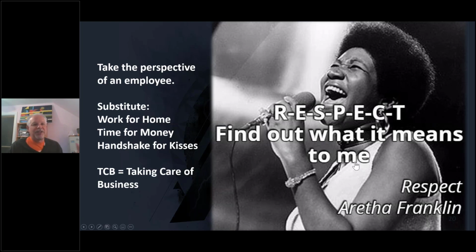This should be the main song that defines our learning design process. Respect for the learner. Play the song yourself. You can get it with the lyrics on YouTube, and then just substitute the words: when she says home, substitute work; when she says time, substitute money; and instead of kisses, because this is a workplace type thing, we'll substitute handshake. If you play that song, you'll see this should be the anthem for learning experience design. Respect.